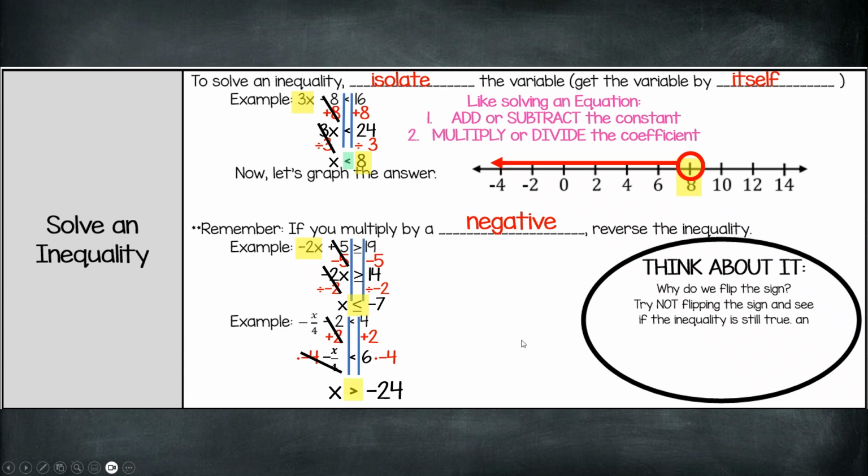Now, why do I have to flip the sign? Because if I have 2, and we know that 2 is less than 4, what happens when I multiply both sides of that inequality by negative 1? Well, then that's going to become negative 2, and that would become negative 4. Well, is negative 2 less than negative 4? No, that is not true. So because of what happens when you multiply by a negative, that's why we have to flip the sign.